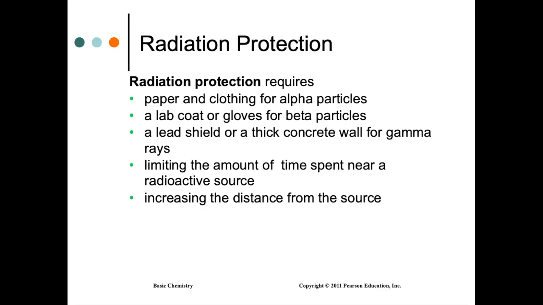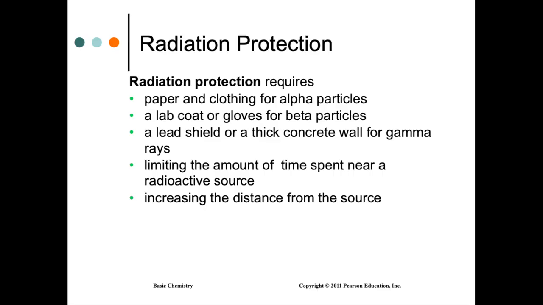Beta particles, which are a little bit higher energy and smaller, might be a little bit more penetrating, and so you need a little bit better protection. You might need thicker clothing, like certain protective equipment such as a lab coat or gloves, that might protect you from beta particles. When you get to gamma rays, now gamma rays are really dangerous, right? They're really high energy radiation. So you're going to need something really dense like lead to block it.